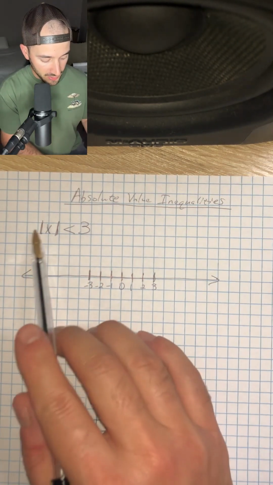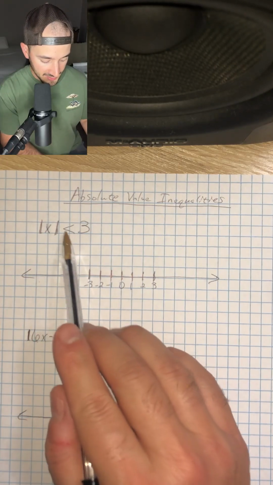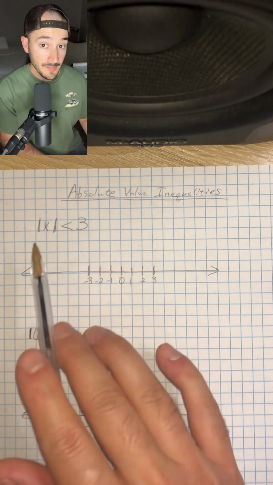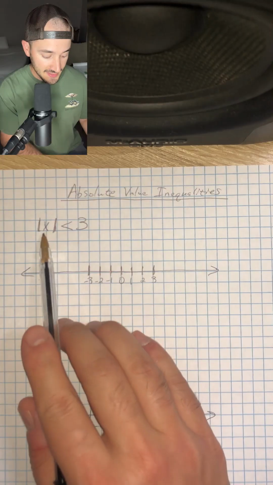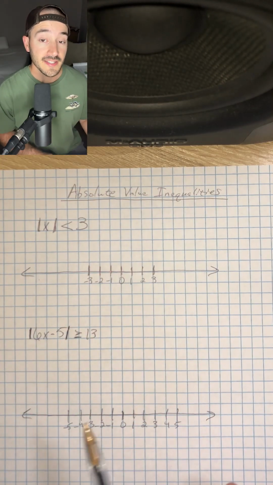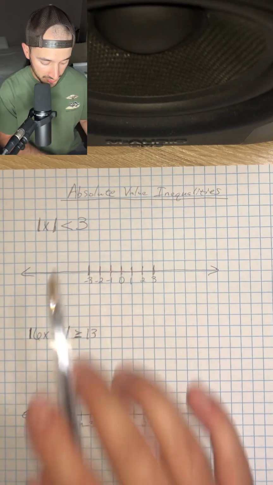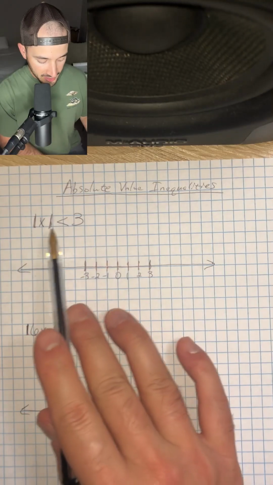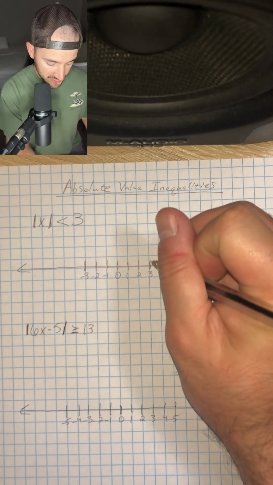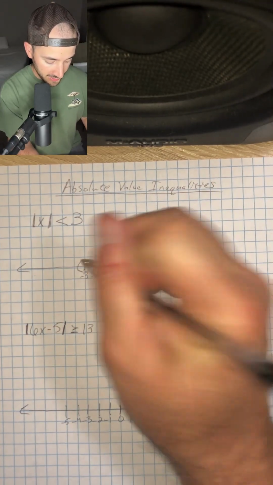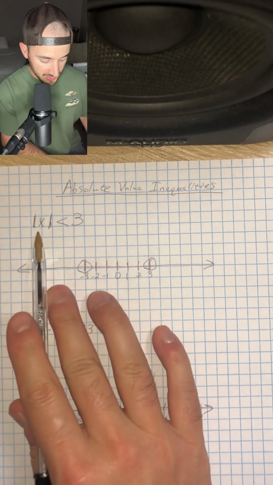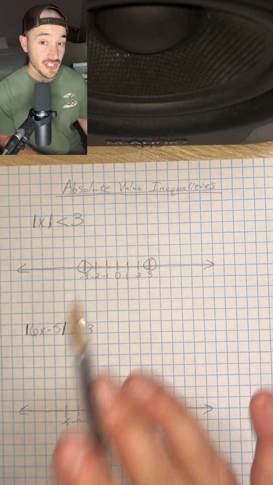So we have the absolute value of x is less than 3. What that means is that the distance between x and 0 on a number line is going to be less than 3 units, okay? So we're going to put open circles at +3 and -3 because, and I'll show you why in just a second.